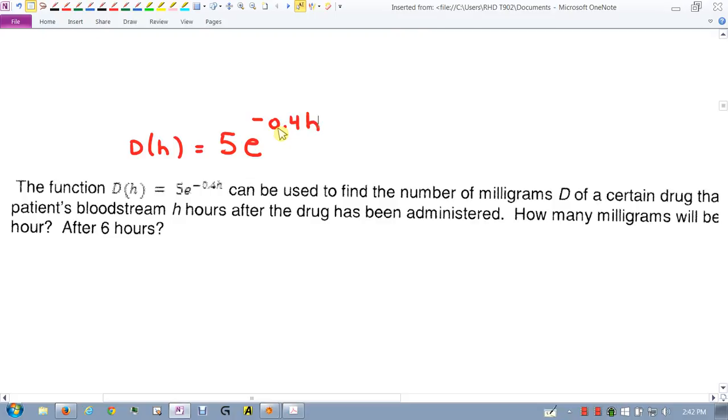All right, let's see if we can figure this out. How many milligrams will be there after 1 hour? Well, everything's in hours, right? That's what it said in the bloodstream, h hours. So they just want to know what happens when h is 1. So that means they want d of 1, which means 5e to the negative 0.4 times 1. Anybody have that yet? Should be like 2 point something, or no. It's not 2 point something. Take that back.